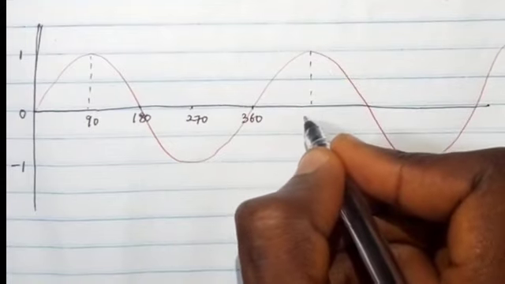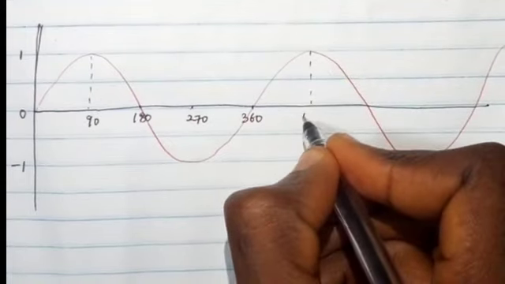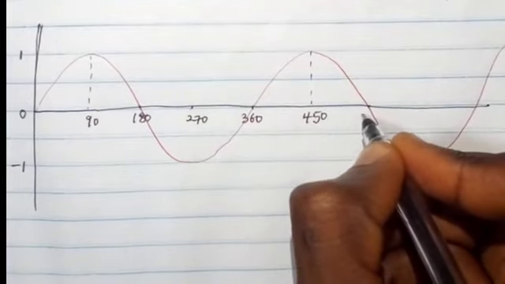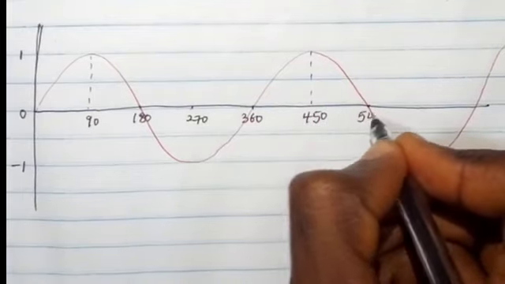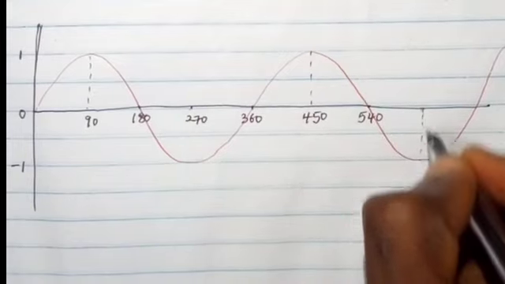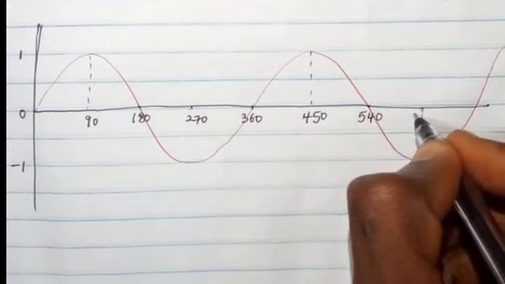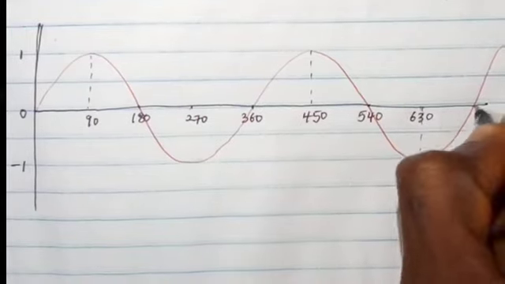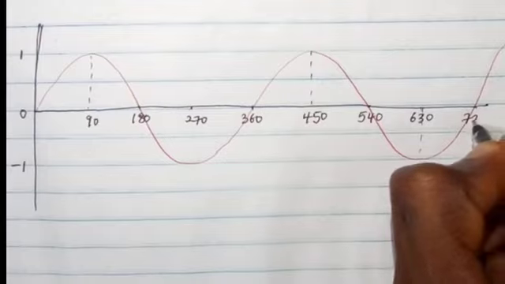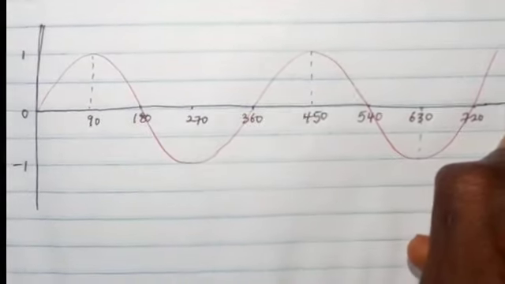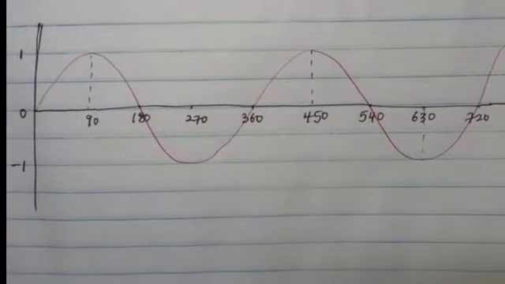So at this point we have 450, and this one is also 540. At this point we have 630 degree, and this one is 720. Just continue like that. Now let's find their values.